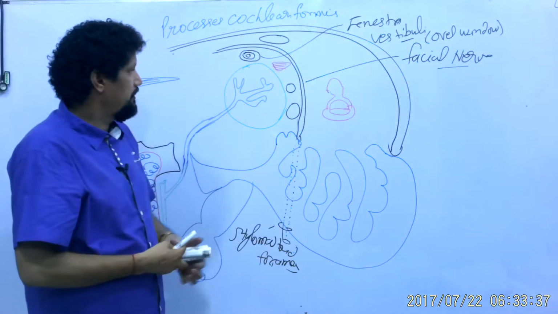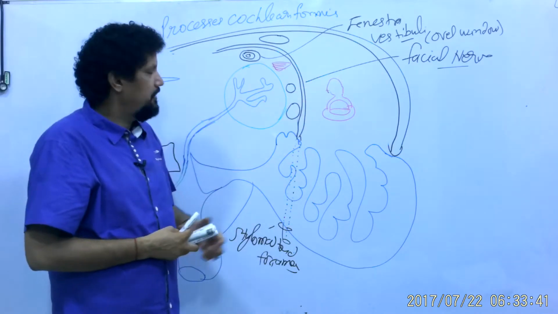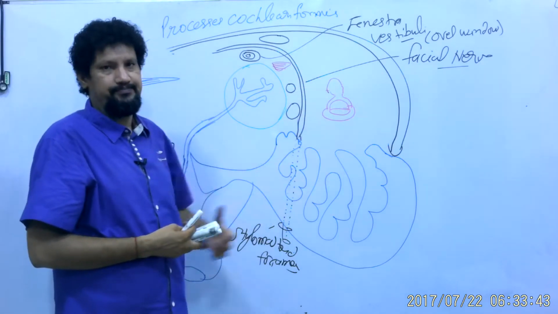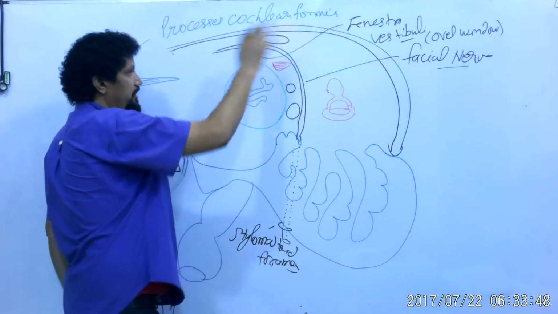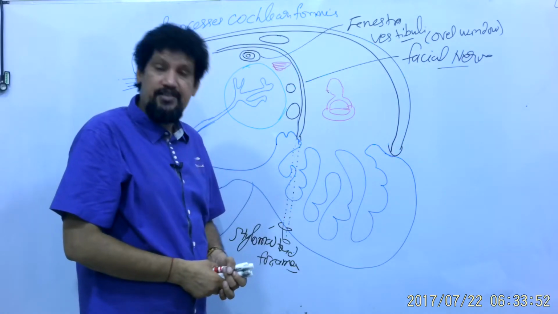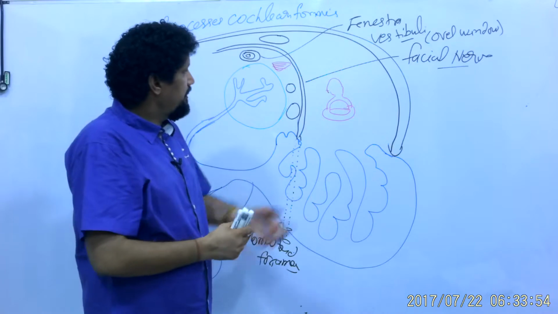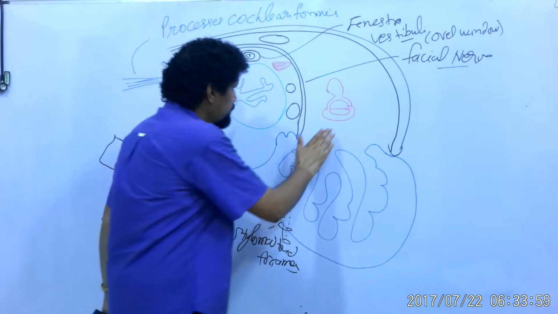It is having body, neck and anterior and posterior processes, and this foot plate. This oval shaped foot plate is closing this fenestra vestibuli or the oval window, which leads to the vestibular parts of the internal ear.